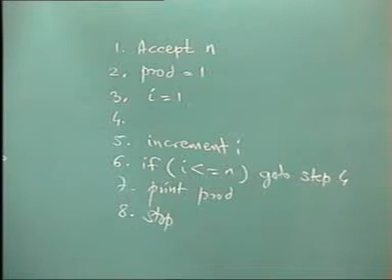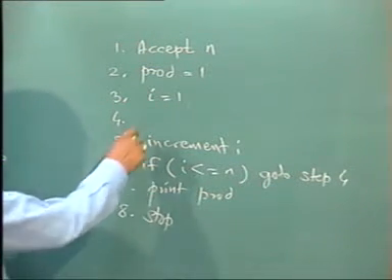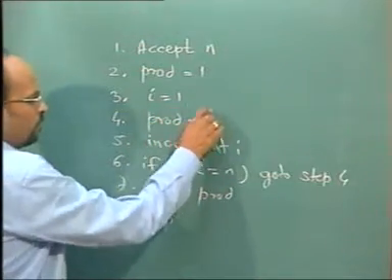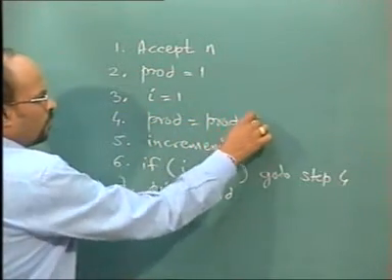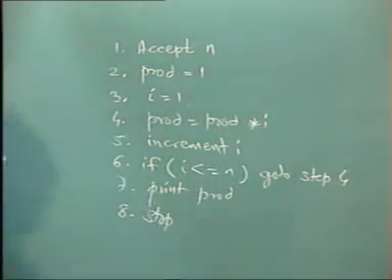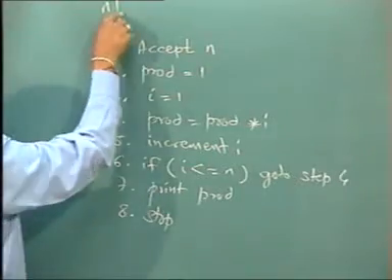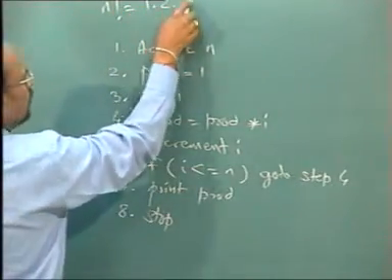Initially I is 1, then it becomes 2, then 3, 4 up to n. Product equals product into I. In this case, I am writing the definition of factorial as 1 into 2 into 3 and so on, up to n.